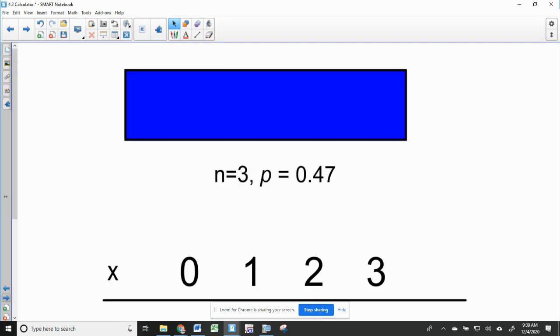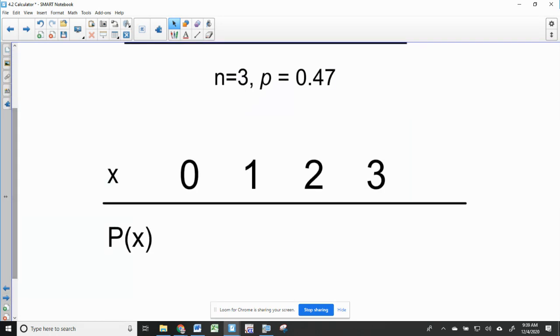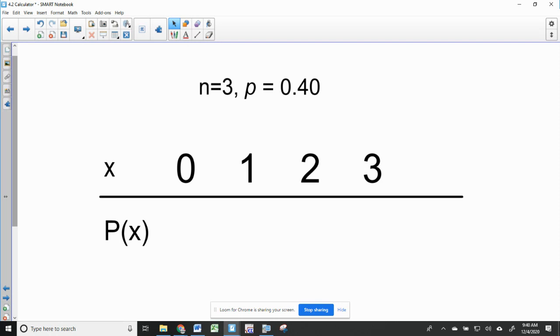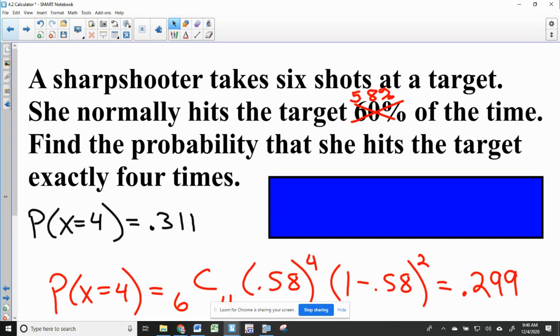However, if you have something like this with 0.47, can you do that on your chart? 0.47 is not on your chart. You'd have to do it on the calculator. So we want to understand how to do it on the calculator. But sometimes it is easier, and it's still easier to do this.